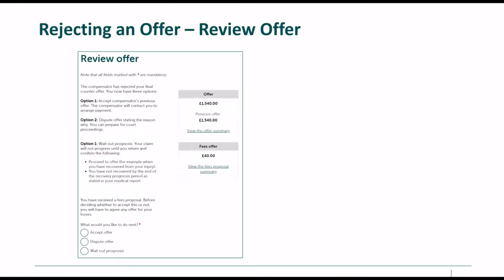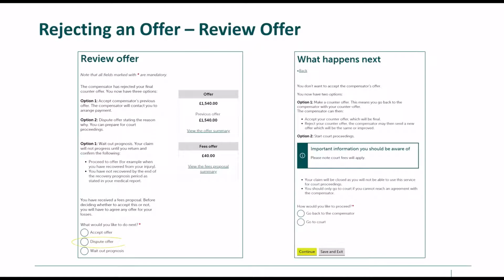We're going to look at what happens next for the customer if they dispute an offer in the first instance, and then if they go on to dispute 3 times over. On the first, second and third disputes, the customer has the option to go back to the compensator with a counter offer or go directly to court.